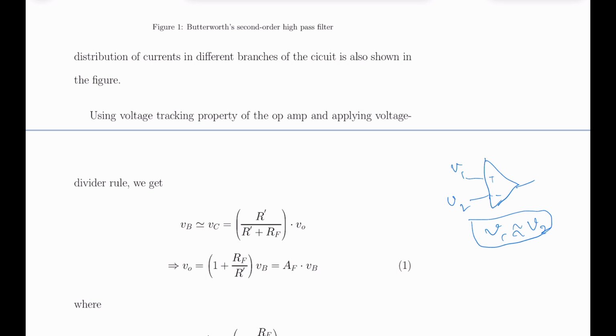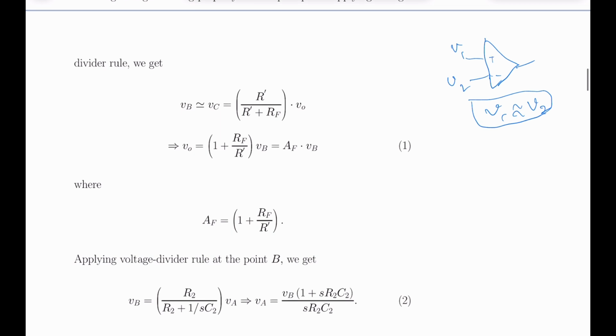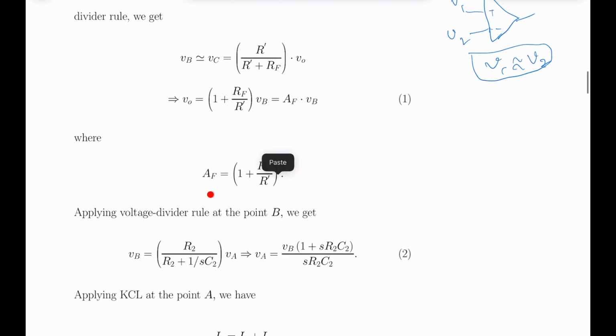So, using the voltage tracking property of the op-amp and applying the voltage divider rule, we get VB and VC will be equal. And what is VC? VC is simply equal to R dash upon R dash plus RF into V naught. So we have V naught is 1 plus RF upon R dash into VB, and this is AF into VB, where AF is 1 plus RF upon R dash. This is the gain of the non-inverting op-amp.